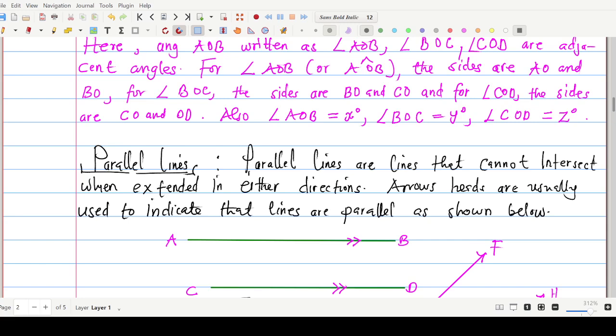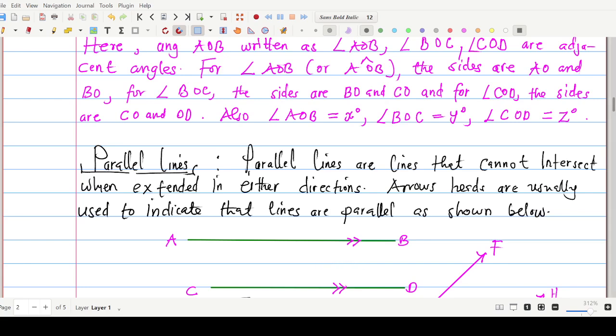Arrowheads are usually used to indicate that lines are parallel. An example of arrowheads is this arrow you see here. Can you see that? Look at it here. That is what you also see in this other part. So when these symbols are drawn on lines, it means that the lines are parallel.